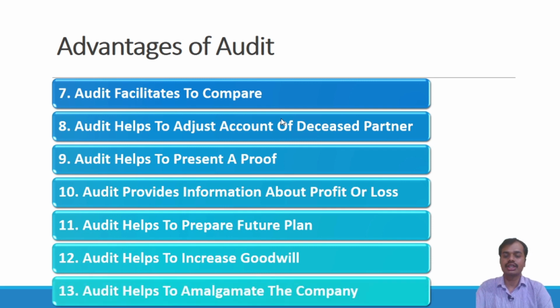Next advantage is audit helps to amalgamate the company. Sometimes organizations may be amalgamated. Auditing makes valuation of assets and liabilities which helps to amalgamate the company. The purchaser of the company can accept such business organization on the basis of valuation made by the auditor.